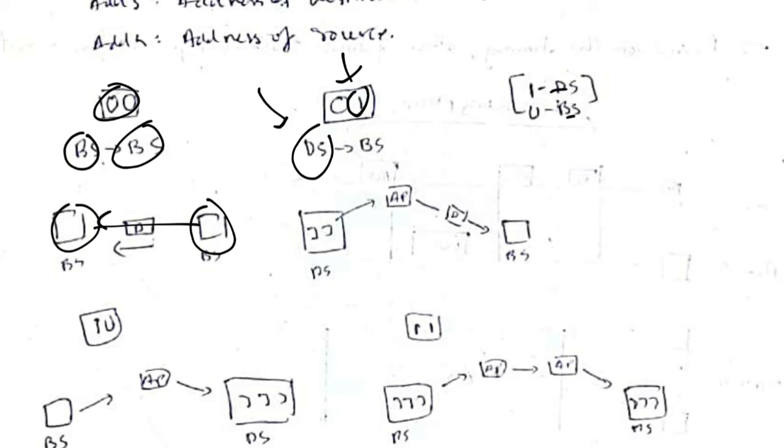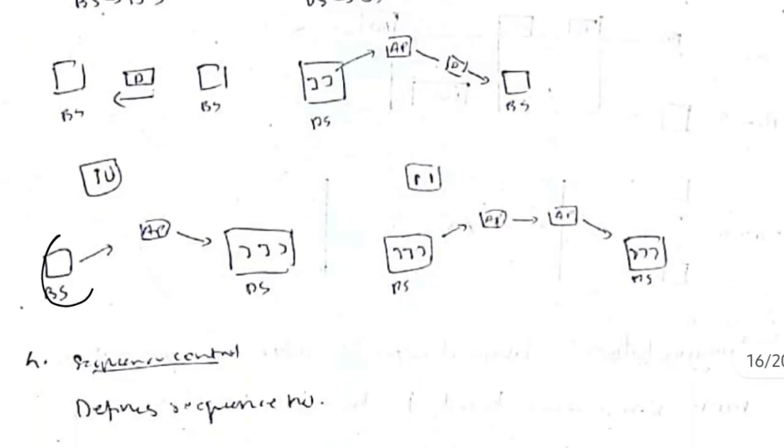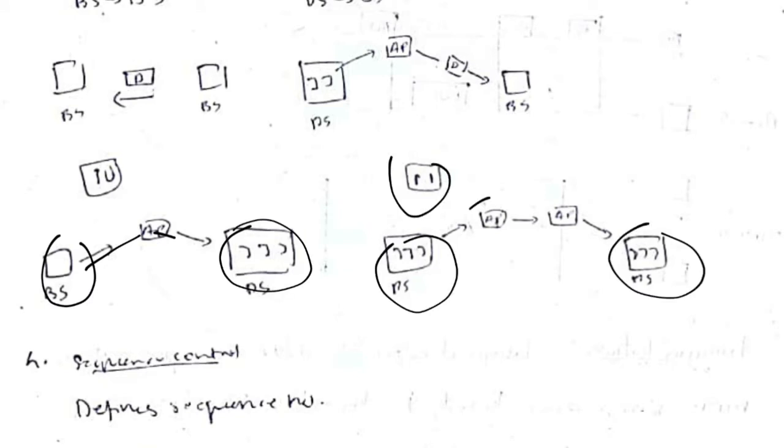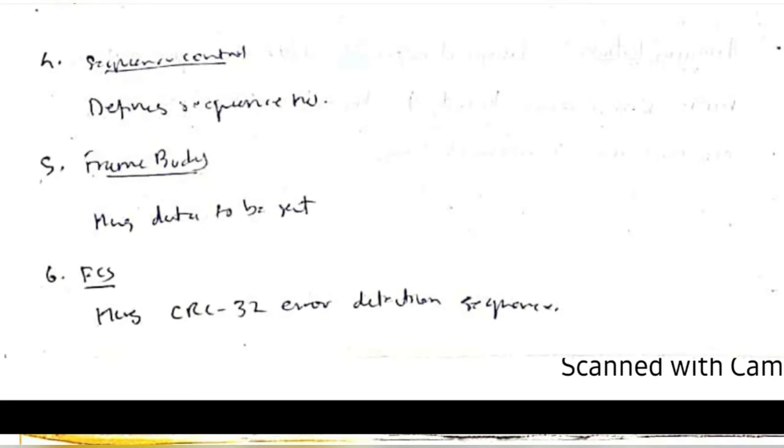From a distributed system, meaning from a group of systems, the AP is used to transfer the data to a single device. 10 means from one device to a group of devices. 11 means from a group of devices to another group of devices using 2 APs. Okay. SC is the sequence control, which defines the sequence number, and the frame body has the data to be sent, and FCS is like CRC32. CRC is cyclic redundancy check, which we discussed in module 3 about error detection.